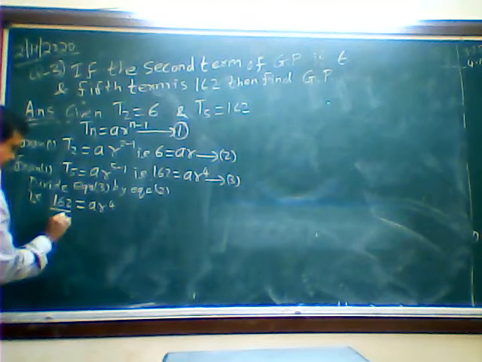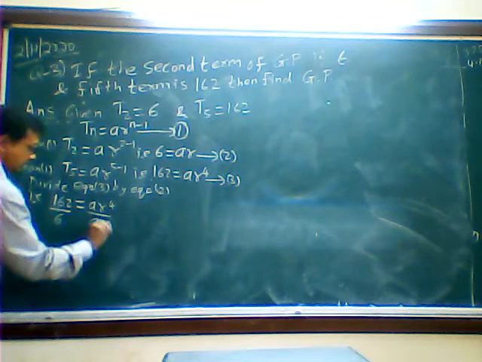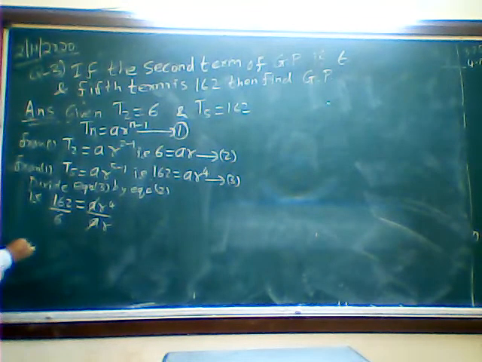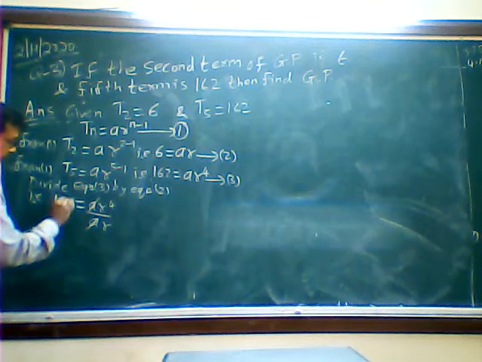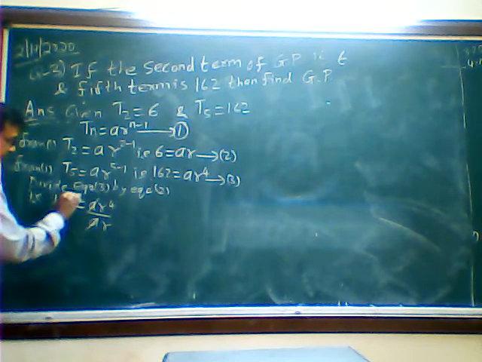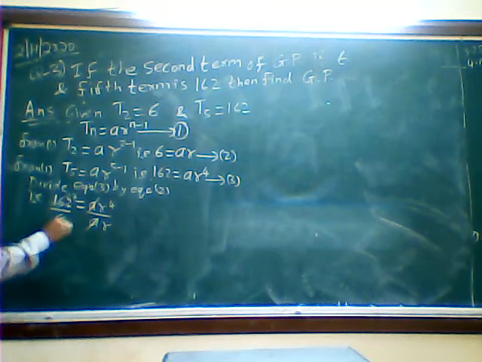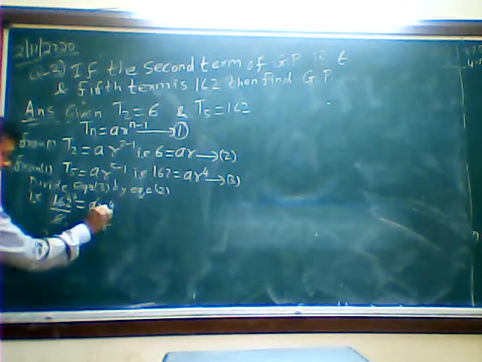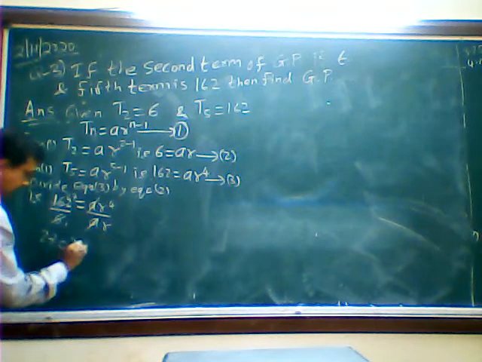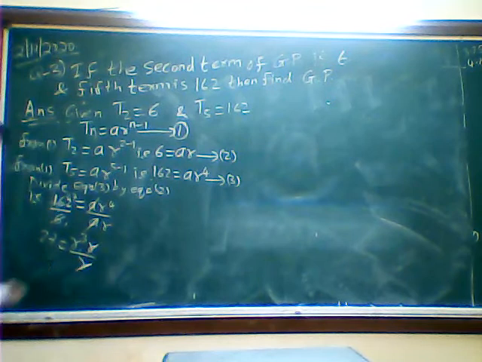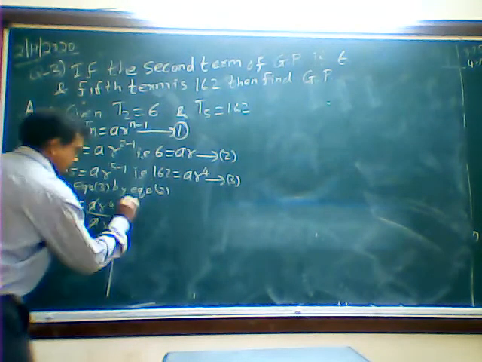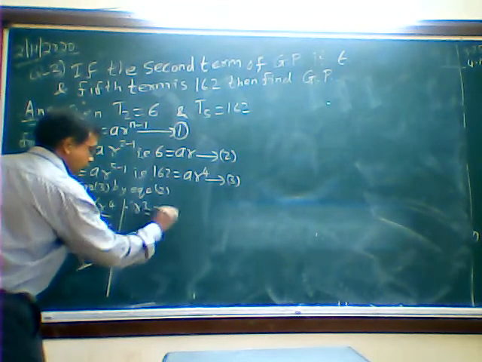What happens here? A cancels. Then 162 divided by 6: 6 ones are 6, 6 twos are 12, 4 is carried forward, 6 sevens are 42. So it will be 27 equals r raised to 4 by r. I will write it as r cube into r, so this r cancels. Therefore r cube is equal to 27.